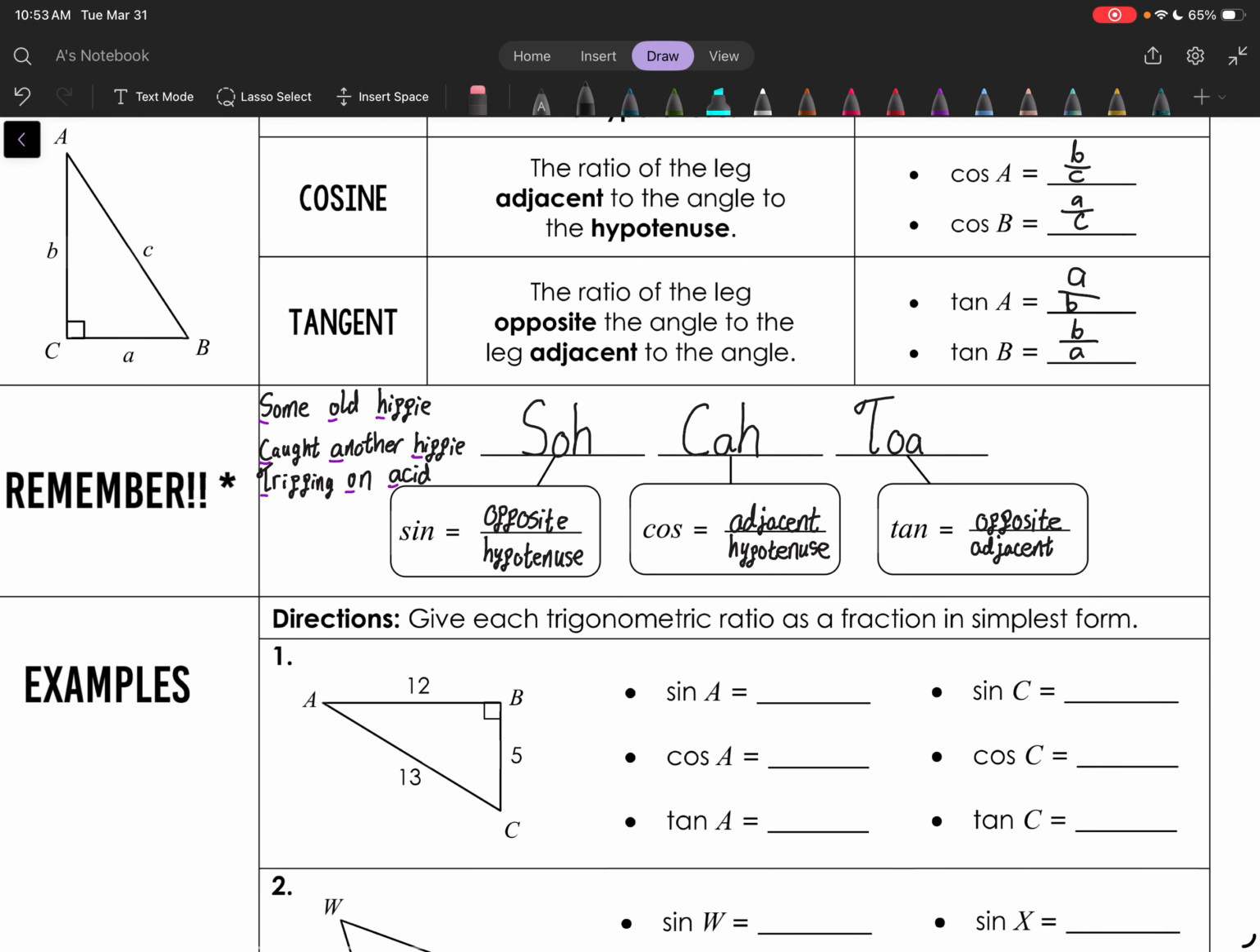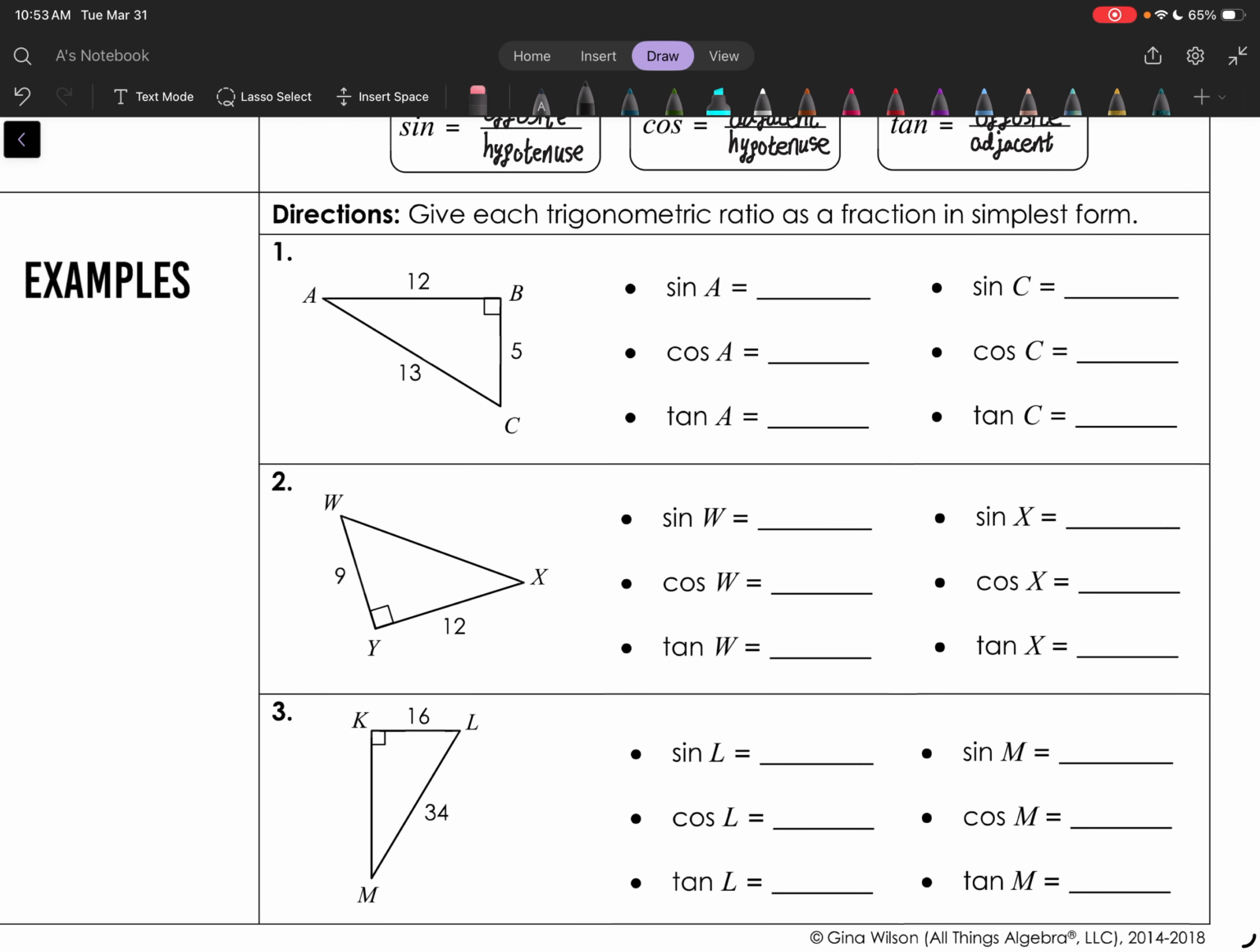All right, let's look at how to set this up. I want to do number 2, and you can do 1 and 3. Actually, I'm going to do number 3, you can do 1 and 2. I like 3 better.